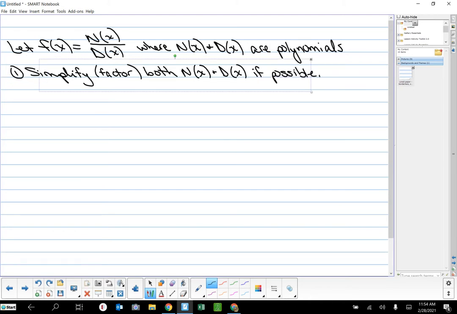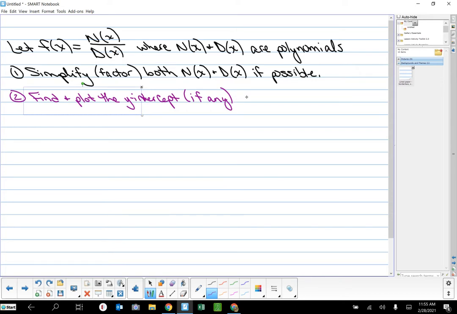And I'll change pen colors between these just so that they stand out a little bit and skip a line. 2, find and plot the y-intercept, if there is one. And here's how you're going to do that, by evaluating f of 0 in the simplified function.